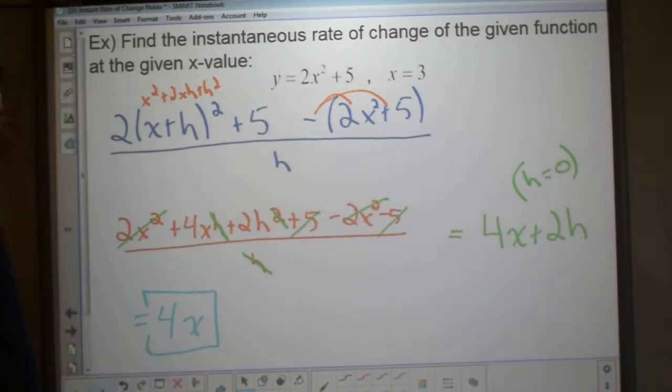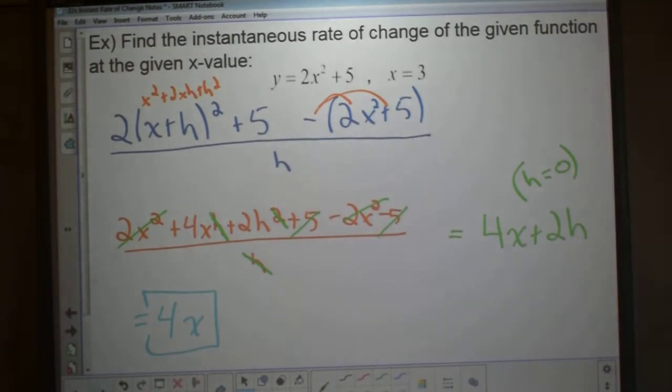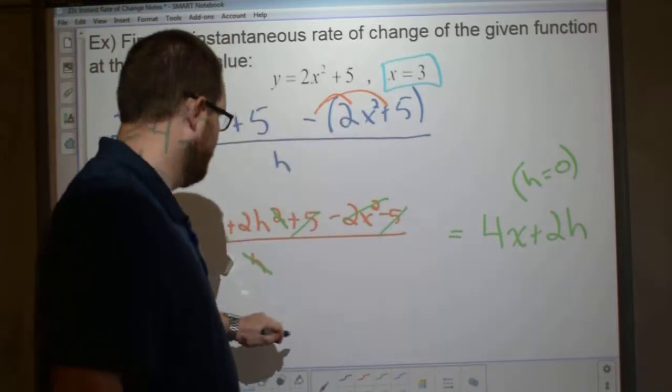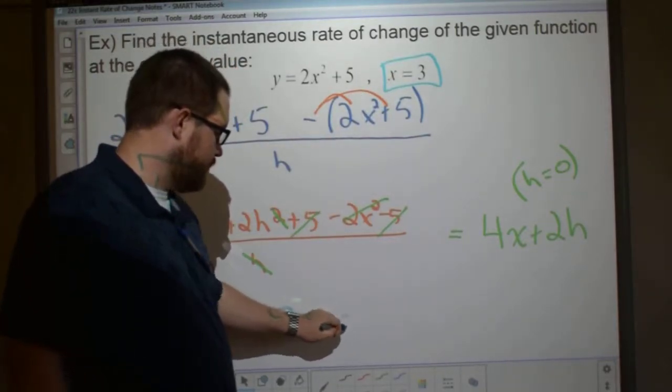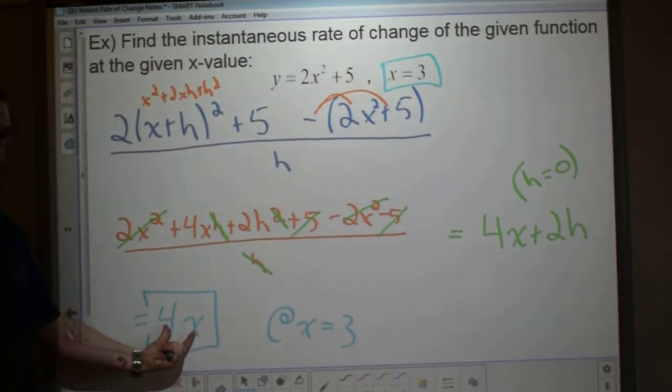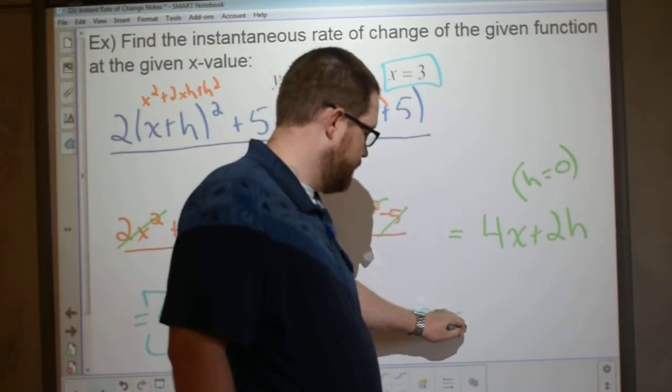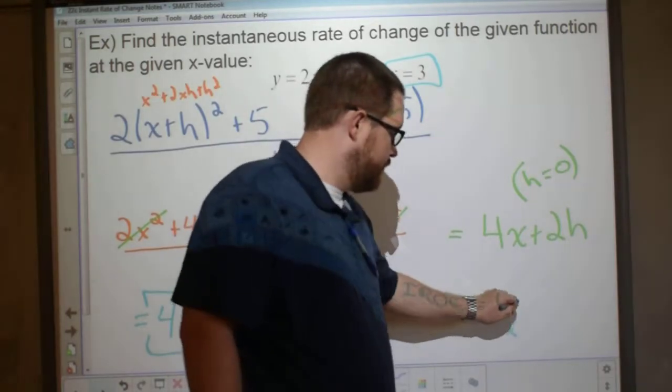This is what you get from the difference quotient. But it didn't answer the question. The question was, find the rate of change at x equals 3. So at x equals 3, all I have to do is plug in 3. 4 times 3, the instantaneous rate of change is 12.